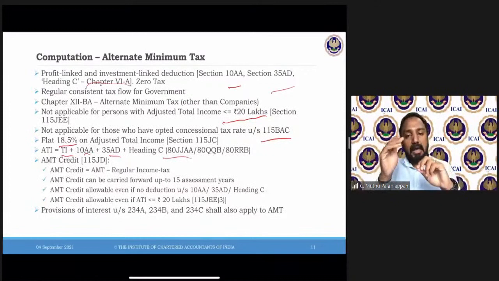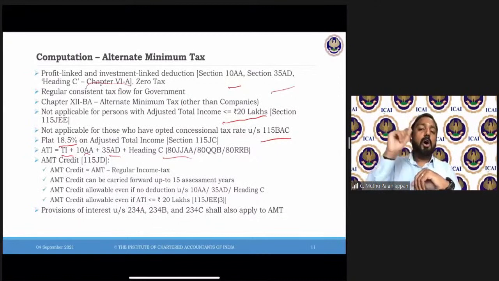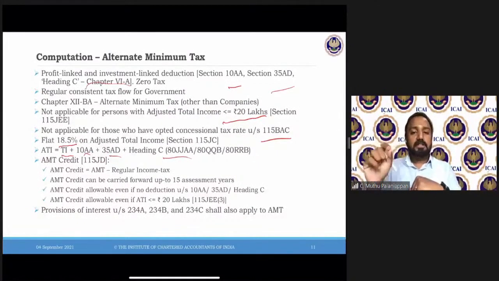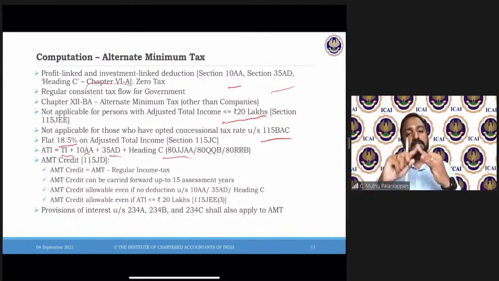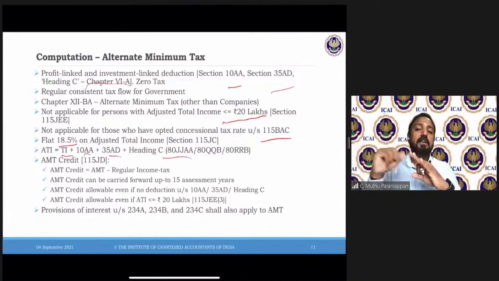It is applicable for assessees other than companies. So it is typically for individual, firm, LLP, all of them. Here, there is a flat rate of 18.5% on this adjusted total income. So what is adjusted total income? Adjusted total income is total income before giving deduction, before giving exemption under section 10AA, before claiming allowance under section 35AD, before claiming deduction under Chapter 6A heading C. So that is your profit linked and investment linked.